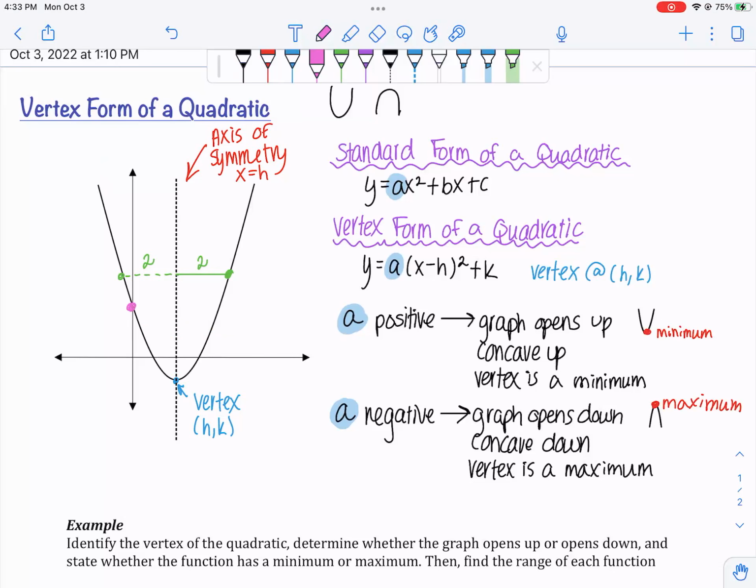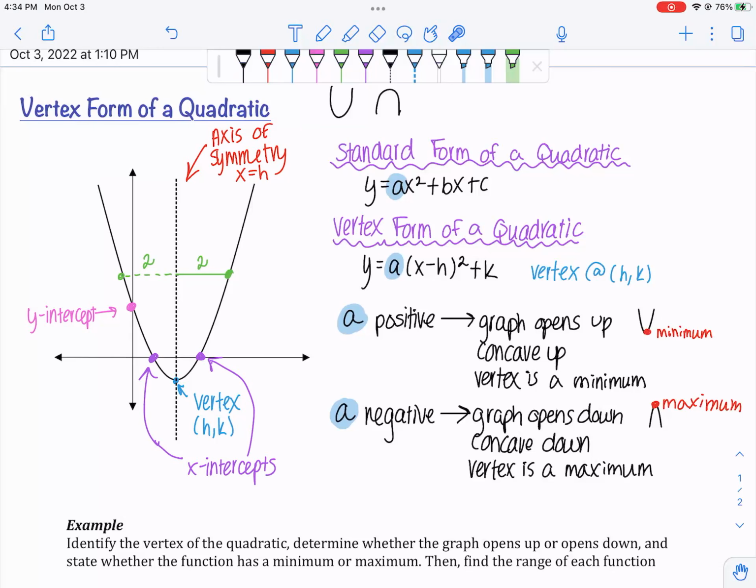The point where the parabola hits the y-axis we call the y-intercept, which we've talked about before. These places down here where the parabola hits the x-axis are the x-intercepts. So there's a lot going on here.